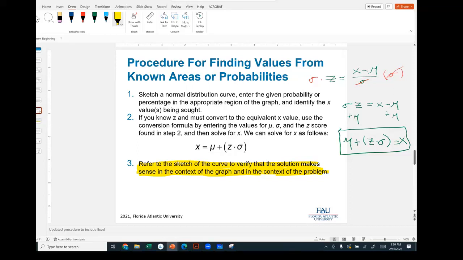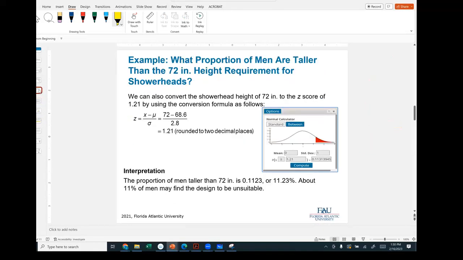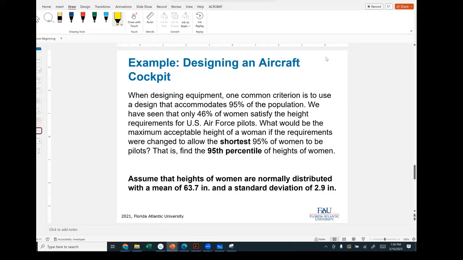Like, for example, with the example that we did back here with the shower, the proportion of men that are taller than 72 inches, well, that's 6 feet tall. So 11.23%, that makes sense, right? There are people that are shorter than 6 foot tall, and there are people that are taller than 6 foot tall. But given all the other information that we have, we're saying that 11.23% of men are taller than 72 inches. Okay, so let's read through this question.